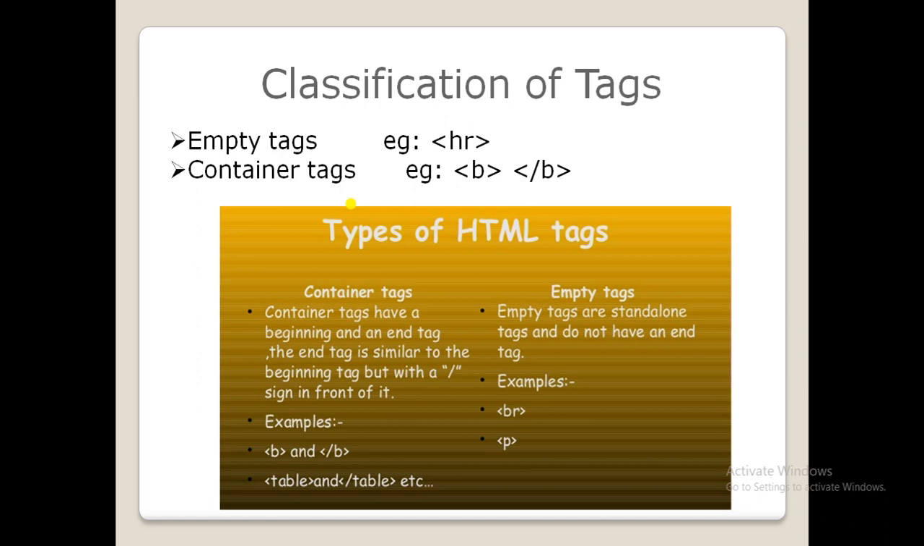Next we have the container tag. In a container tag we have both the on and off tag. Now you can see there is an on B in angle brackets and you have a backslash and B, that is the off tag being used over here. So it is necessary to close these tags. Container tags have a beginning and end tag, and empty tags are standalone and do not have any end tag. So this is the classification of tags.